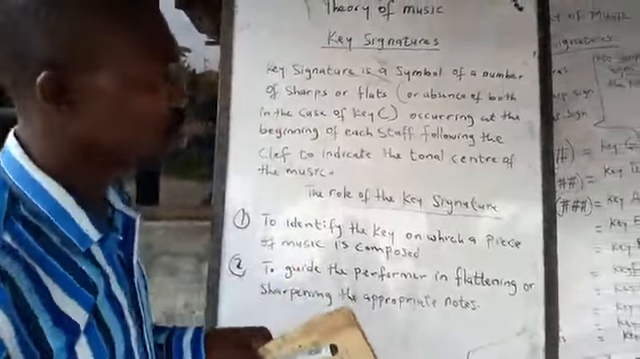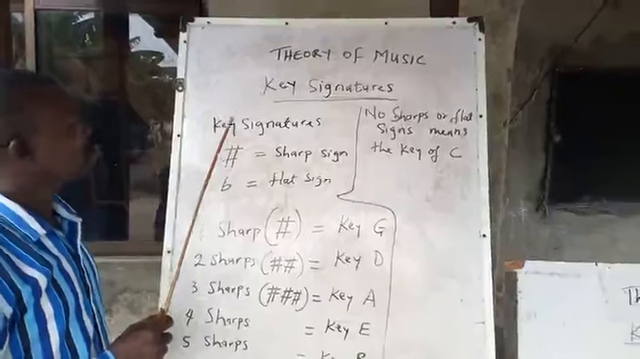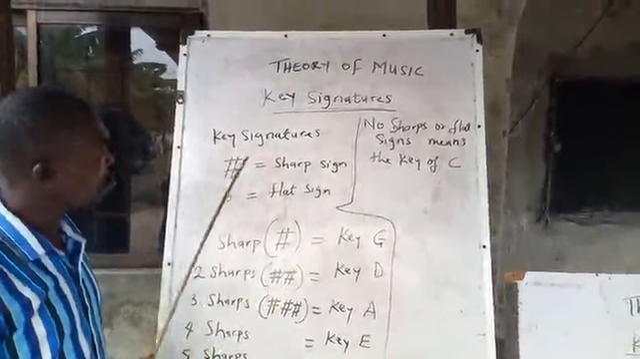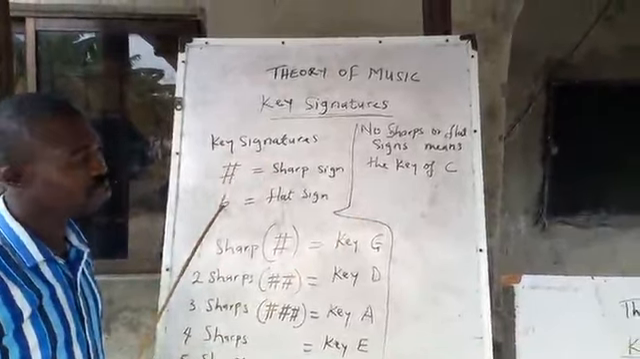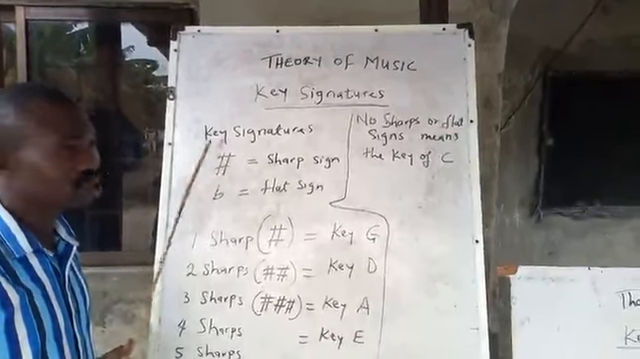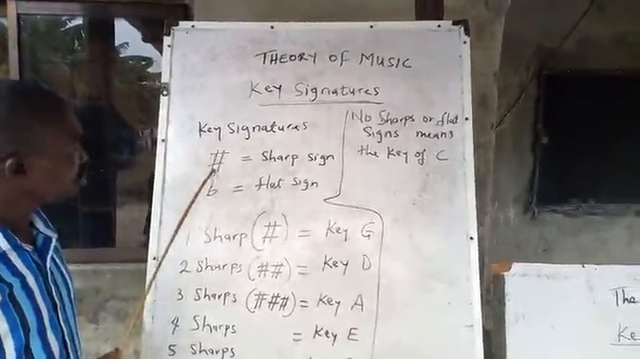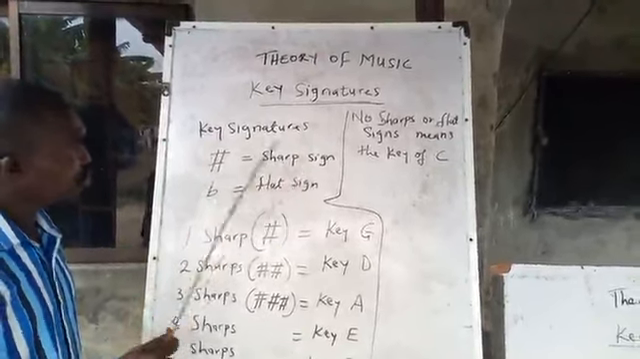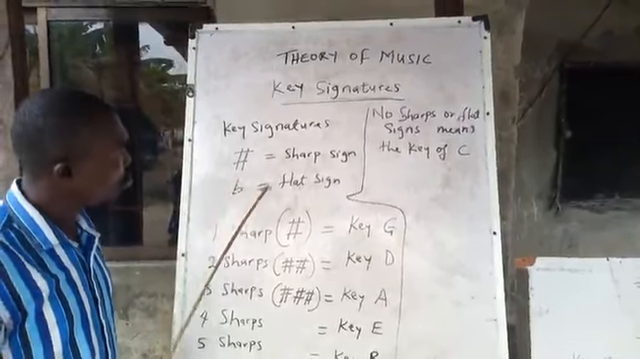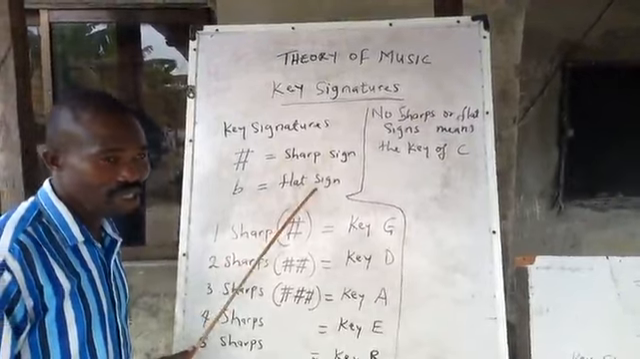We talked about sharp and flat signs the other time. Now look at the sharp sign here. This is the sharp sign, this is how it looks, like a hash. So it is called the sharp sign. The one that looks like a b is not a b, but it is called the flat sign in music.